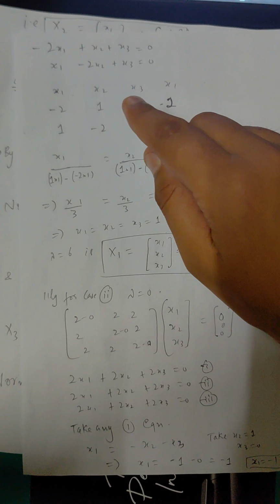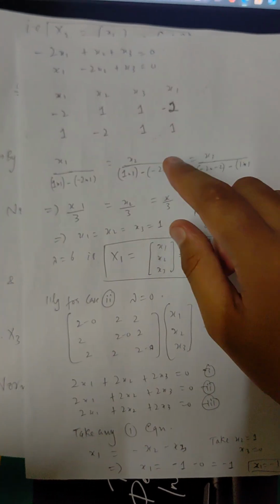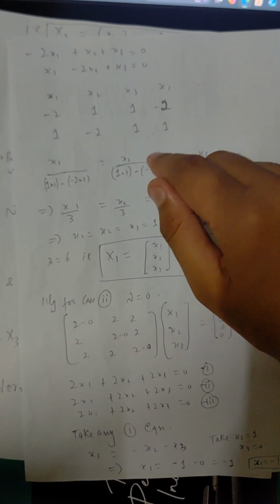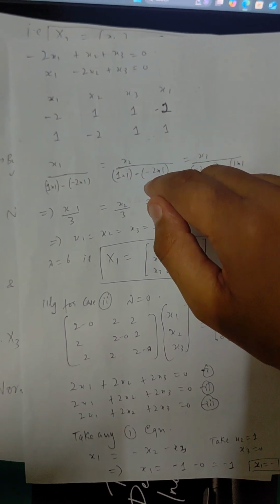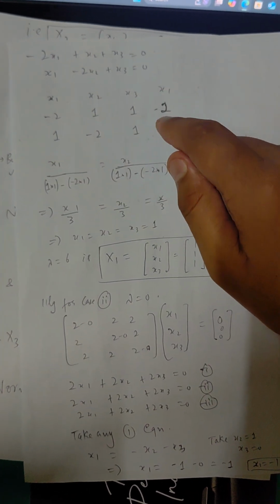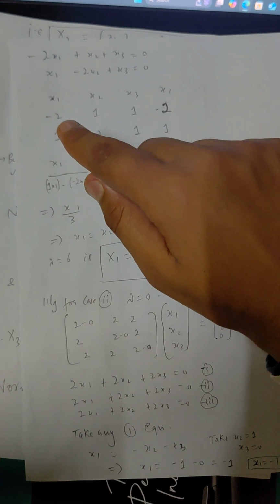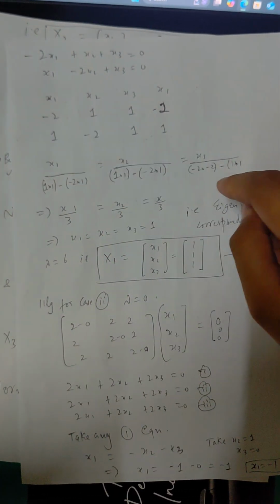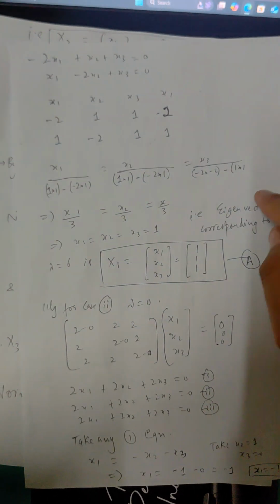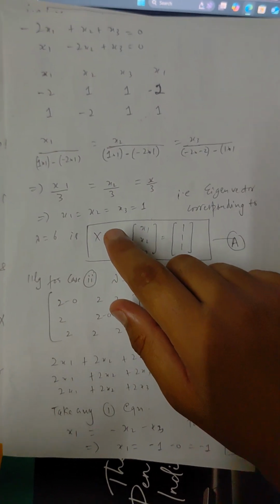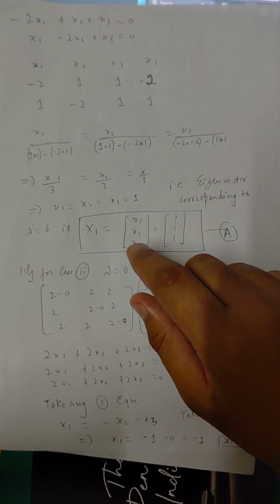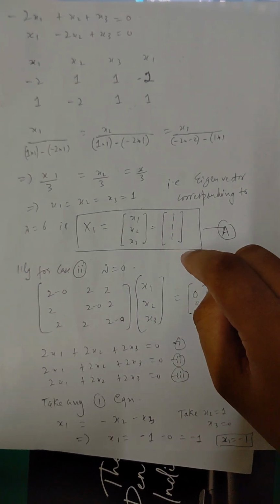Similarly for x2 you will calculate it as 1 into 1, minus of minus 2 into 1. Similarly for x3 we will take help from these two rows and these two columns. This is minus 2 into minus 2 minus of 1 into 1. So at last you will get here the values of x1 and x2, and x3, you will get the values as 1 comma 1 comma 1.